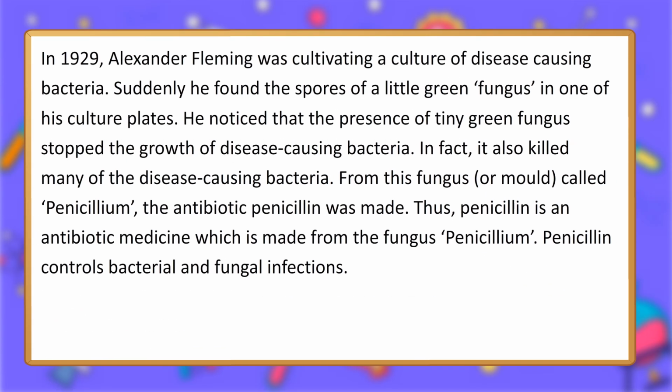In 1929, Alexander Fleming was cultivating a culture of disease-causing bacteria. Suddenly he found the spores of a little green fungus in one of his culture plates. He noticed that the presence of tiny green fungus stopped the growth of disease-causing bacteria. In fact, it also killed many of the disease-causing bacteria.